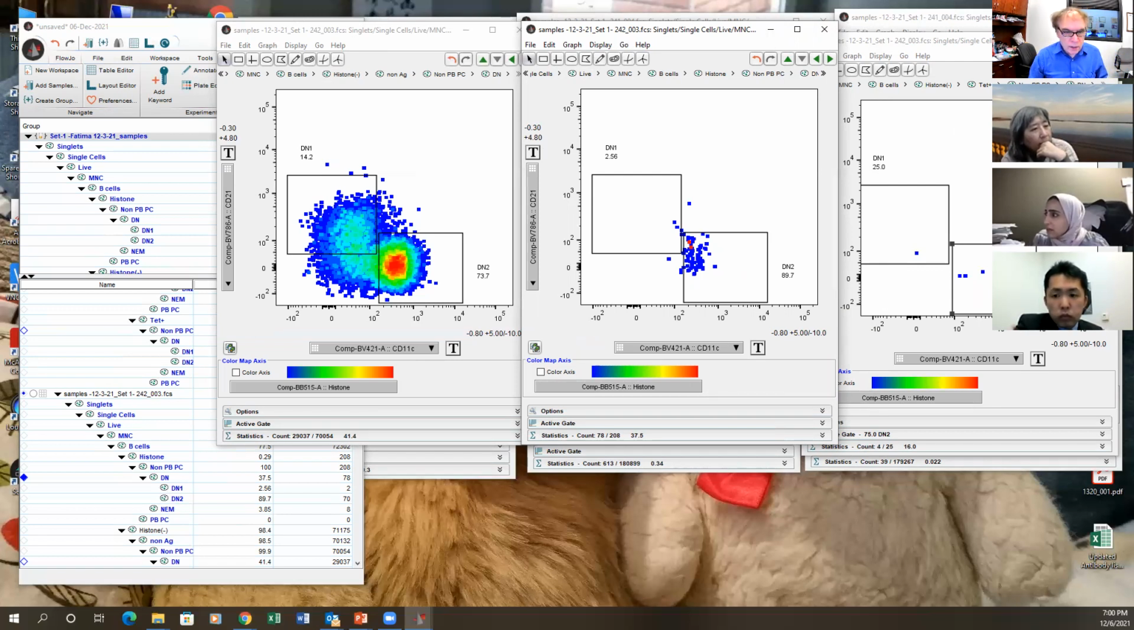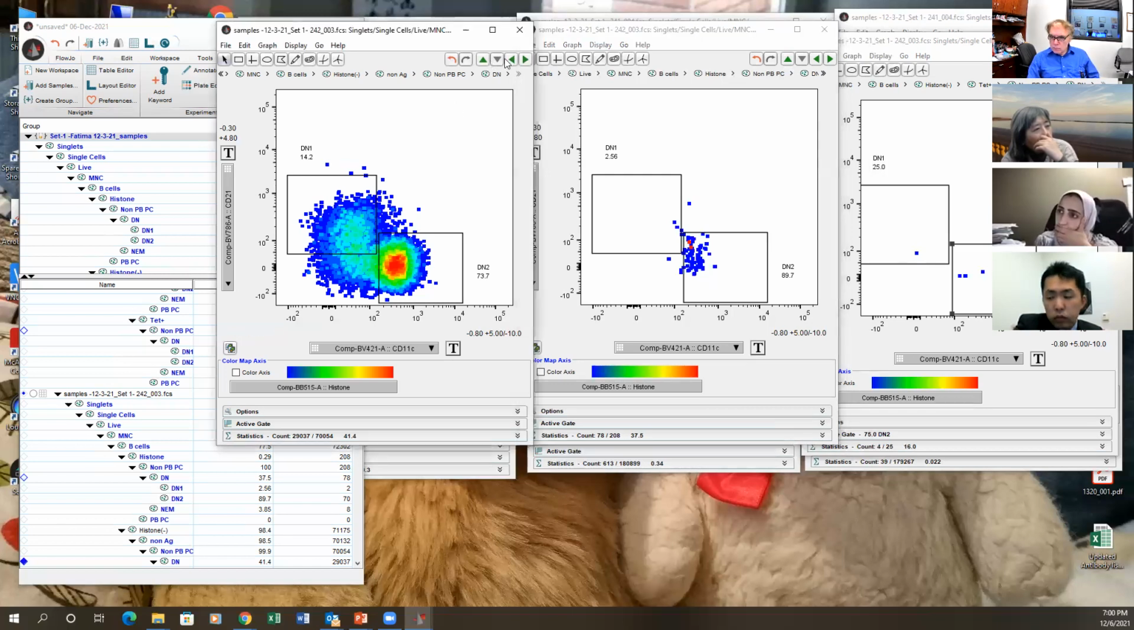Right. So what is your conclusion here? They're all activated. It doesn't matter whether it's histone or RNP or total, because in this patient, as long as they got stimulated into DN2, at the end they are all DN2. So with that, we will imagine this is an anti-RNP positive, lupus nephritis positive. Is that right?